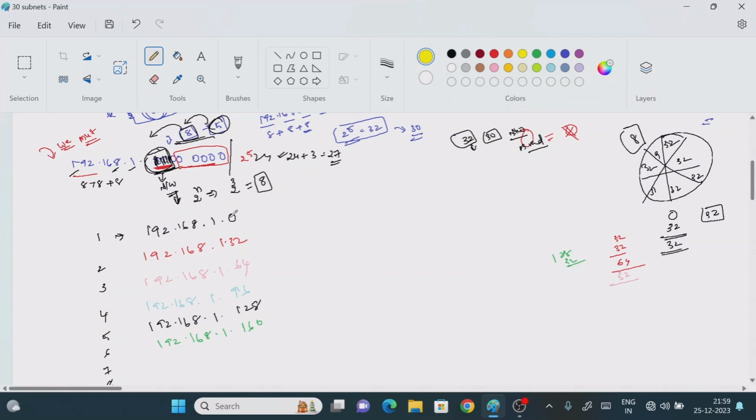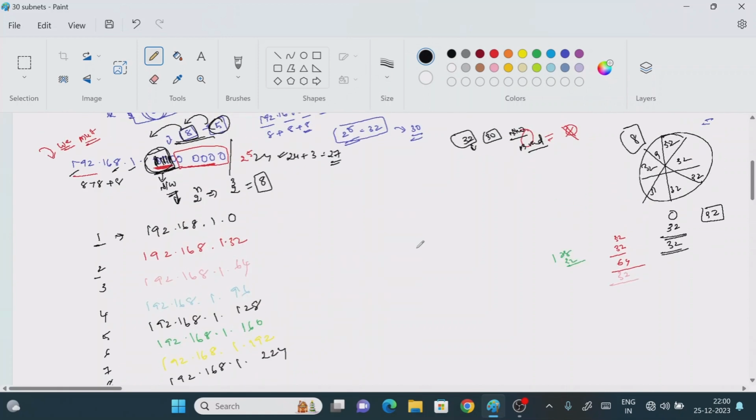So what is the next value? 192.168.1. So 160 plus 32 is nothing but 192, right? So again, what is the next value? 192.168.1. So 192 plus 32 is nothing but 224. So 1, 2, 3, 4, 5, 6, 7, 8. So totally how many networks do we have? 8 subnetworks. It means that a single network we divide into 8 subnets.